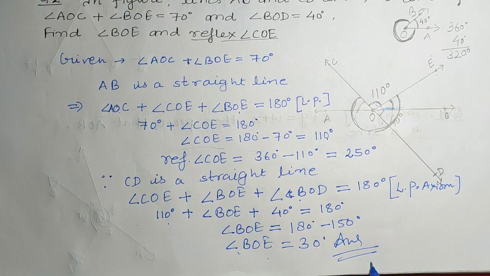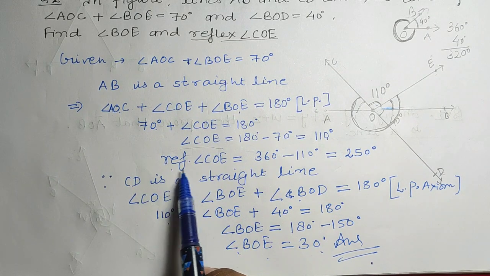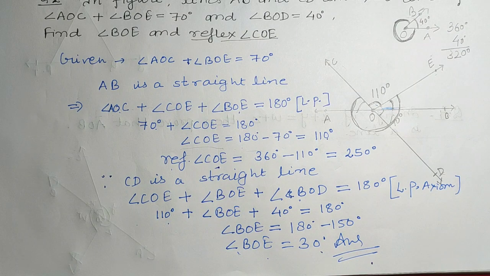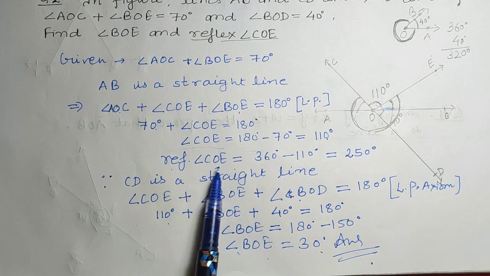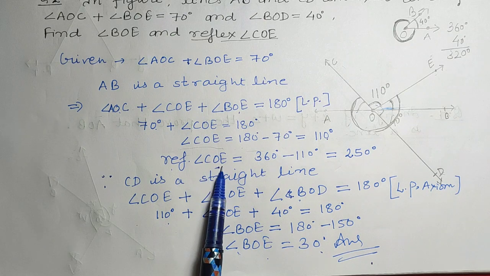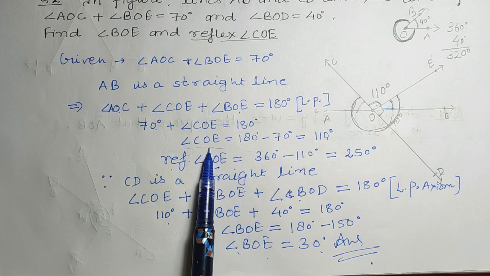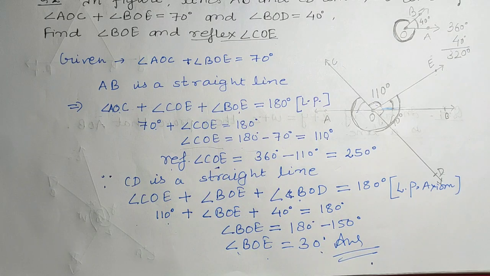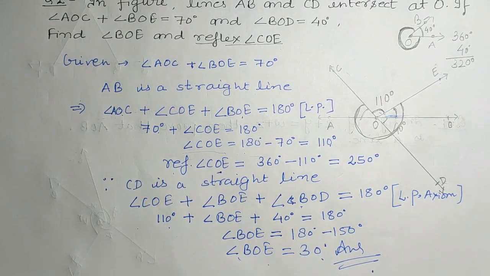So these two are the answers of this question: one is angle BOE, and one is reflex of COE. See, whenever the reflex of any angle is required, all you have to do is subtract the angle from 360 degrees. So here we were required to find reflex of COE. So firstly we found angle COE and after that we subtracted it from 360 degrees. So just note down the whole question, because you have to make proper NCERT notes.